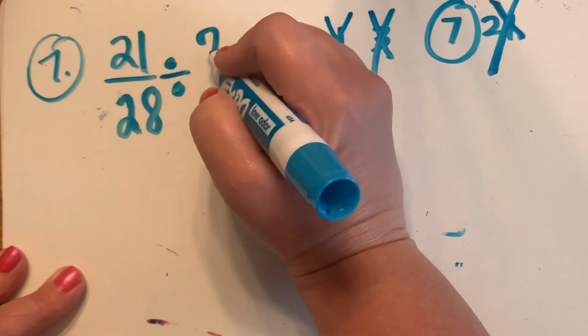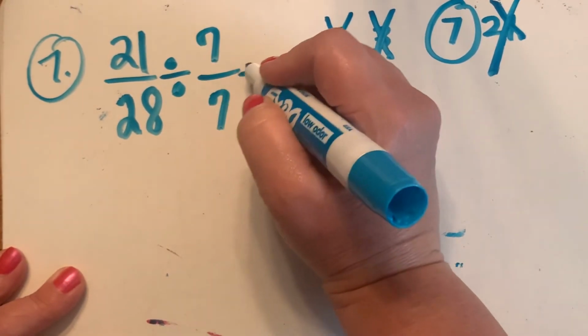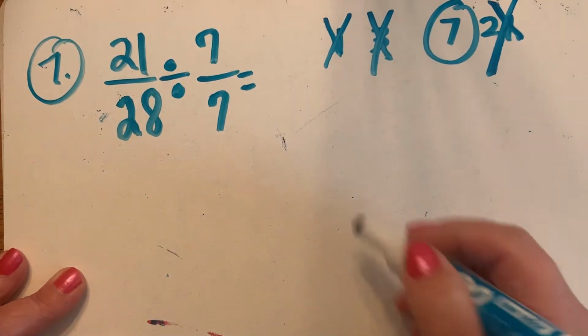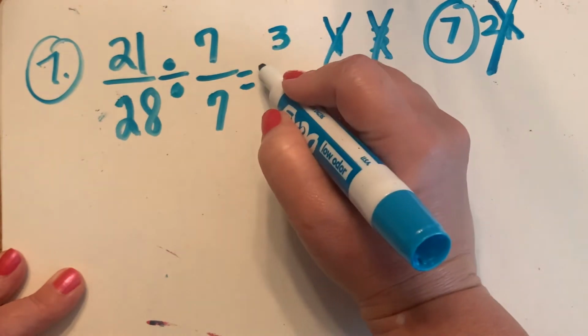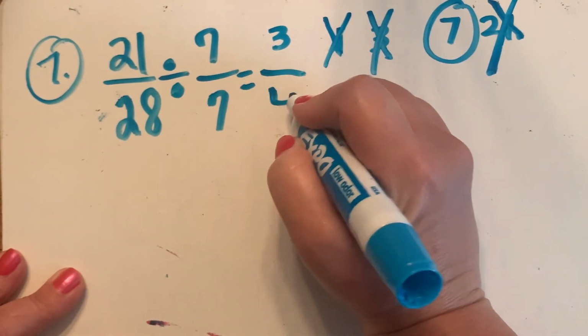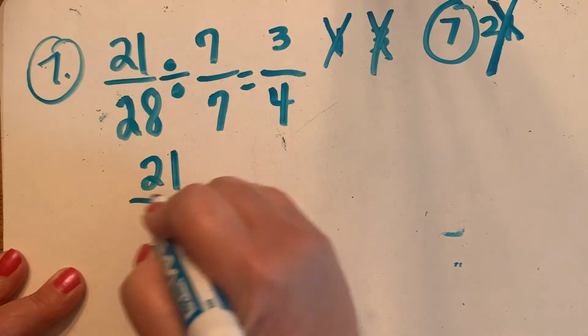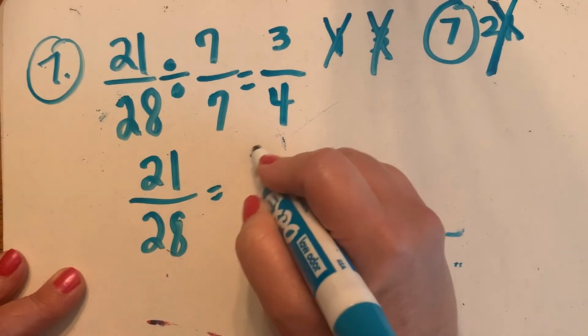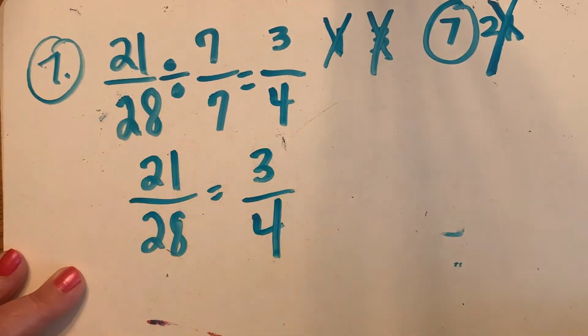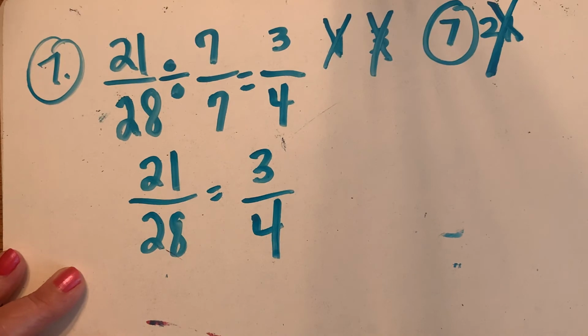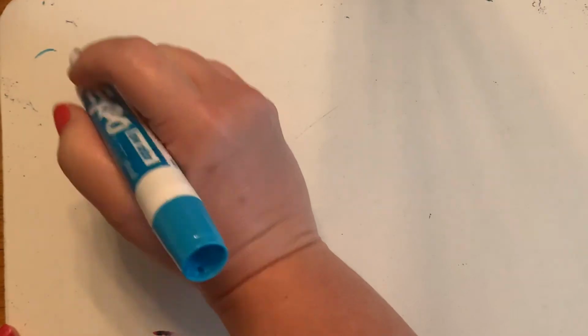And we're going to divide 21/28 by 7. 21 divided by 7 is 3. 28 divided by 7 is 4. So 21/28 equals 3/4. So number 7 is 3/4. I hope you're doing this with me. Number 8, I'm going to let you do it by yourself. And then I'm going to give you a few seconds. I'm going to do number 8.